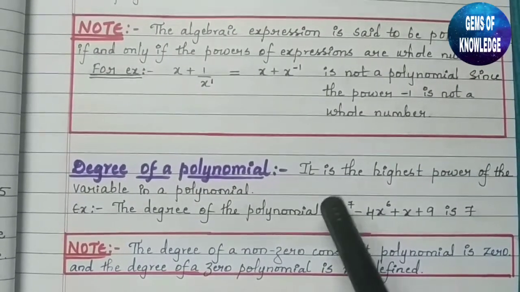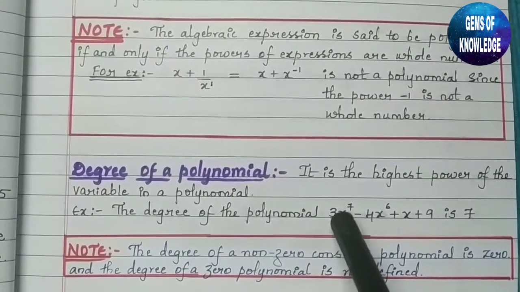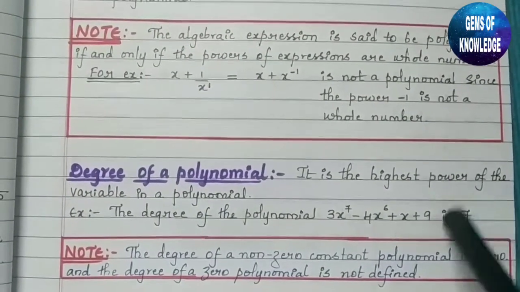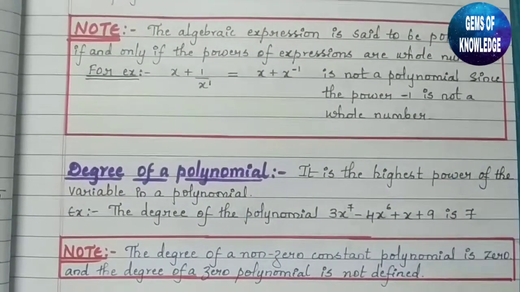So we have to check the highest power. So what is the highest power in that polynomial? That highest power will give us exactly the degree of that polynomial.